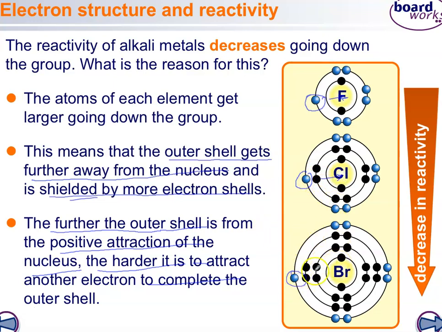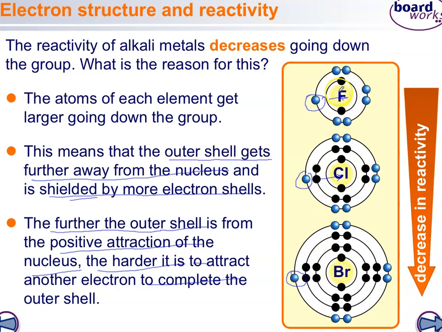As you go down, the shells keep increasing in number and therefore reduce the influence of the nucleus on the outer shell. This means that it becomes harder for the positive nucleus to attract an electron to complete the outer shell in order to obtain a stable shell. The easier it is for the nucleus to attract an electron to complete the outer shell, the more reactive the element.